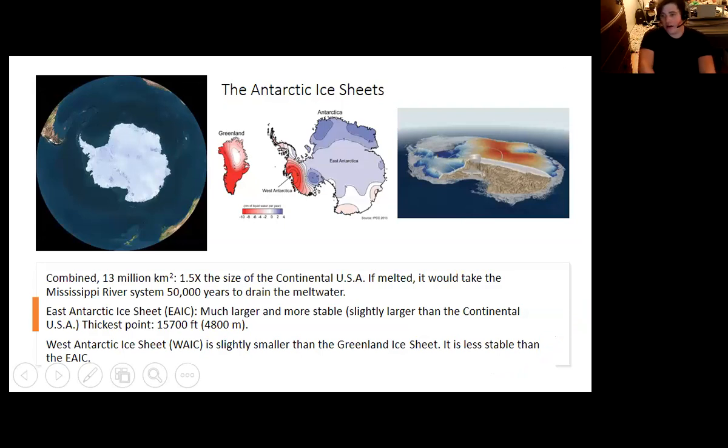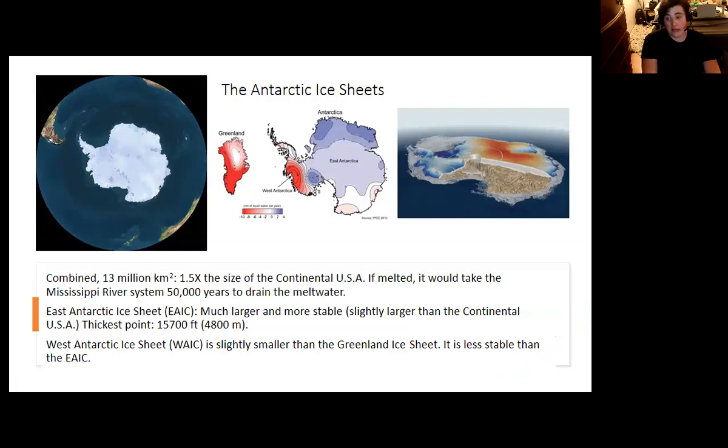And you've certainly heard by now, definitely from me, that Antarctica is mostly covered in ice, and that most of the ice covering Antarctica belongs to the two ice sheets, the East and West Antarctic ice sheets. And combined, they are more than 1.5 times the size of the continental United States.